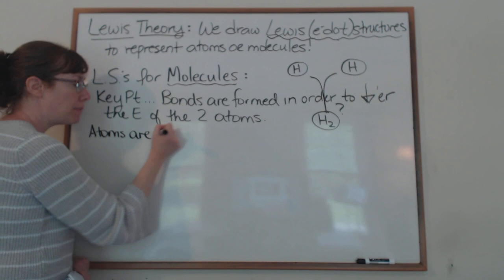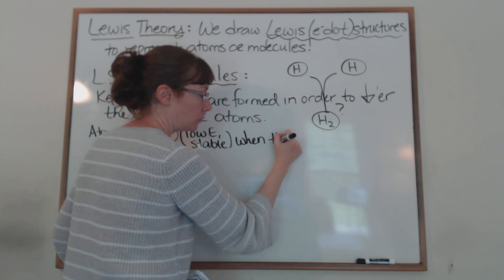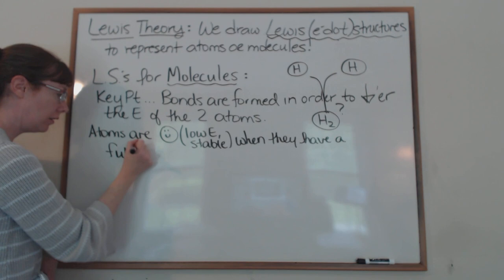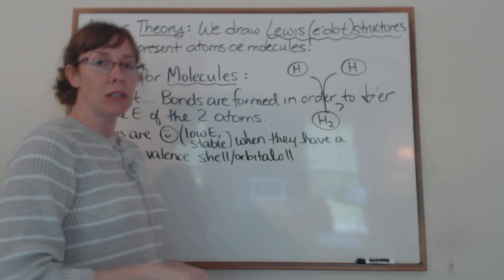And when I say happy, what I mean is low energy or stable, when they have a full valence shell or valence orbitals. All right, we talked about this a little bit before, but for instance, hydrogen, okay?